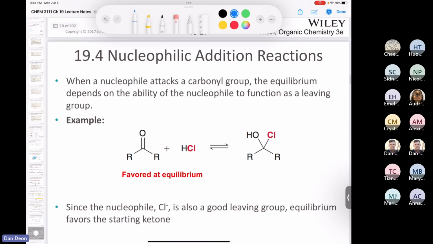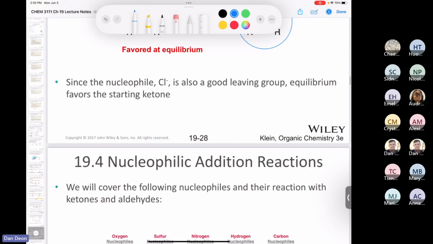So it says, when a nucleophile attacks a carbonyl group, the equilibrium will depend on the ability of the nucleophile to function as a leaving group. Now, if you were to protonate a carbonyl with HCl and then chloride comes in as a nucleophile, well, you can make this species here, but remember that chloride is a really good leaving group. It's one of the best leaving groups. It's the conjugate base of hydrochloric acid, and so it's an excellent leaving group. And so it says here the equilibrium actually favors the ketone in this case. So this reaction is kind of useless. And so we're going to look at ways to make the equilibrium shift in the direction that we want to. And I'll explain to you how to do that in a little bit.